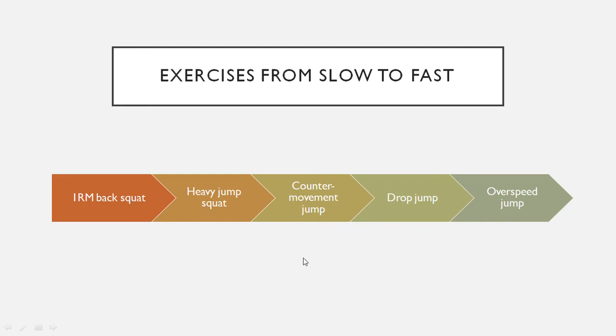Counter movement jump, so just a body weight jump, is going to be sort of probably somewhere in the middle. It's going to be no external load, and it's going to be quite quick. And then we have things like drop jumps, where the ground contact times are going to be a lot quicker, so it's a bit faster, a bit less force. And then we have finally like overspeed jumping, which you can do with some sort of elastic resistance.